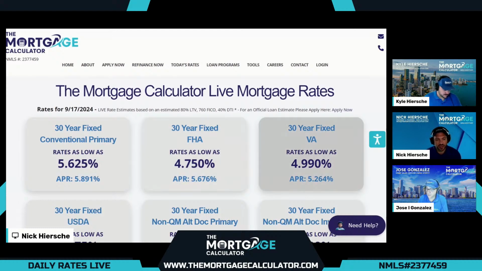And our VA options for our eligible vets and active service members. If you are eligible, these programs are definitely amazing. Rates as low as 4.99. Final APR with a standard funding fee here, 5.264. So notice if we compare across the programs, the VA is going to be the best option for our eligible vets and service members at the lower APR compared to the other options. So definitely take advantage.